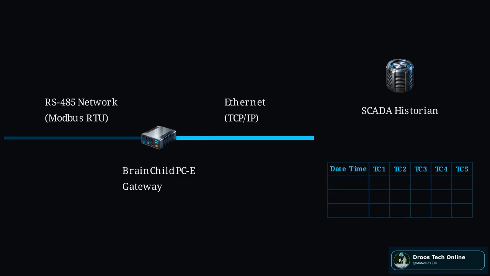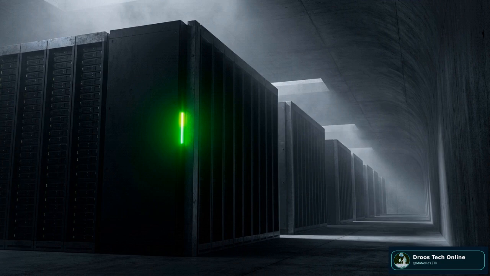To move digitized signals across the noisy factory floor, the system uses Modbus RTU protocol over RS-485 cables. Packets arrive at the BrainChild PCE gateway, translating serial data into standard Ethernet TCP/IP before reaching their final destination, the centralized SCADA historian database. The polling logic executes a continuous loop.